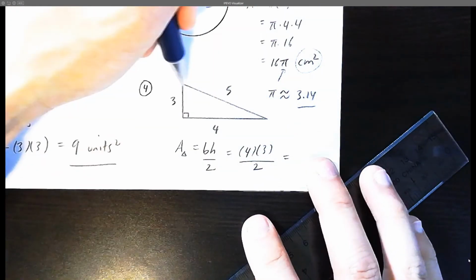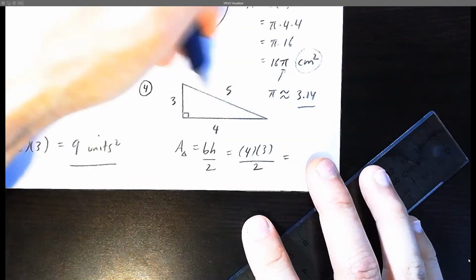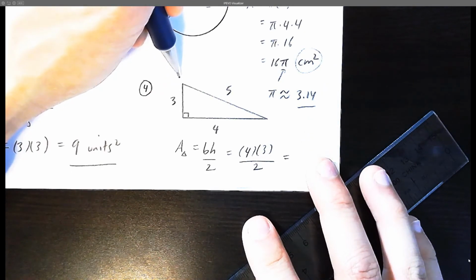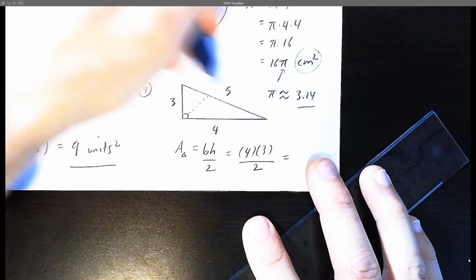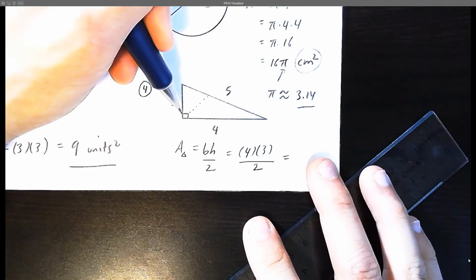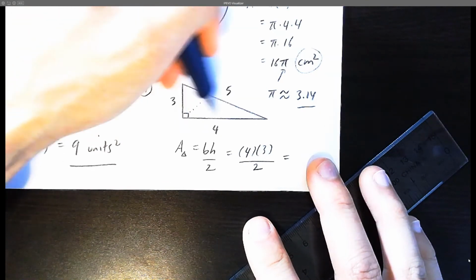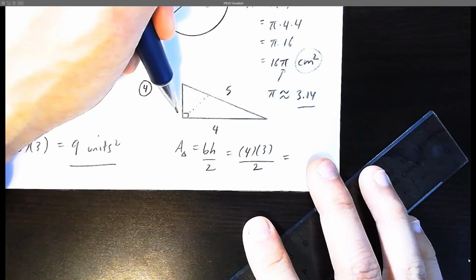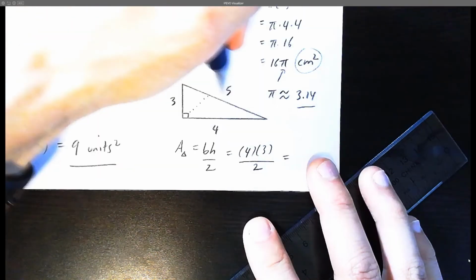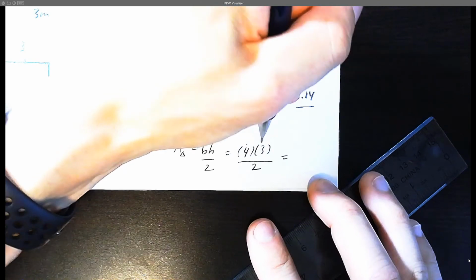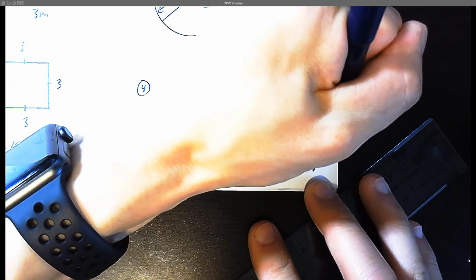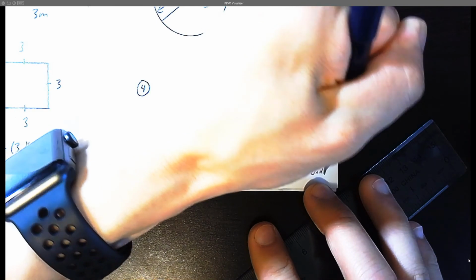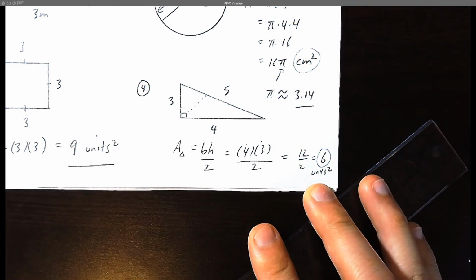Now notice how we're going to ignore this hypotenuse. So for this right triangle, the side that is across the right angle is the longest side. It's called the hypotenuse, but really, let's not get confused. We're focusing on the base and the height, and that's all we need. Please do not use that number 5. It's too much information. So 4 times 3 is 12, divided by 2, which is 6. So the area here would be 6 units squared. Good job.